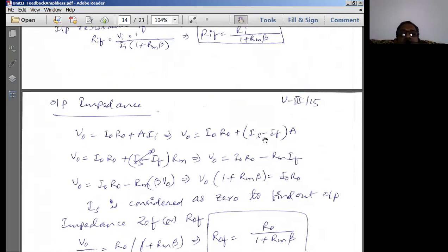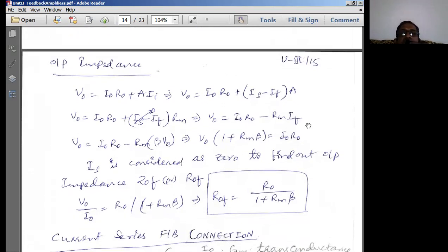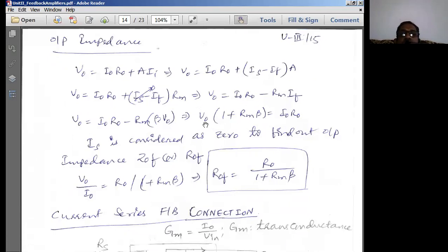Ii is nothing but Is minus If, because of the negative feedback, into A. So V naught is equal to I naught R naught plus A into Ii. Now for output impedance, Is is taken equal to 0. V naught is equal to I naught R naught minus If into Rm. If is nothing but beta times V naught. Since V naught is on both sides, I'll take V naught on the LHS. Then V naught times 1 plus Rm into beta is equal to I naught R naught. So V naught by I naught is equal to R naught by 1 plus Rm into beta.